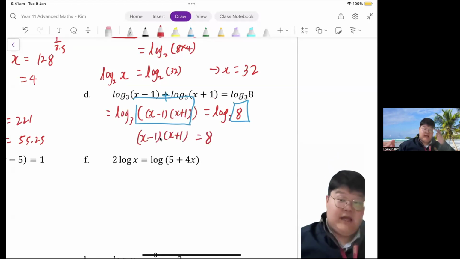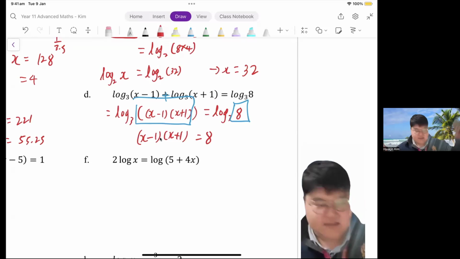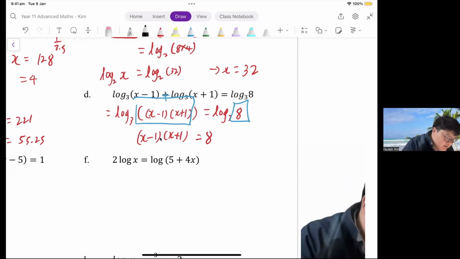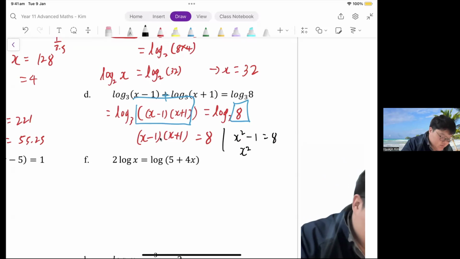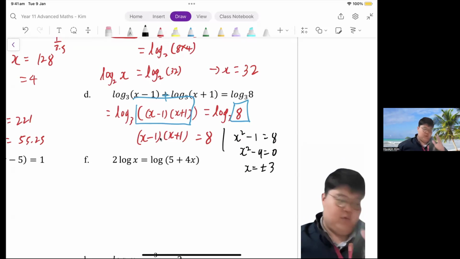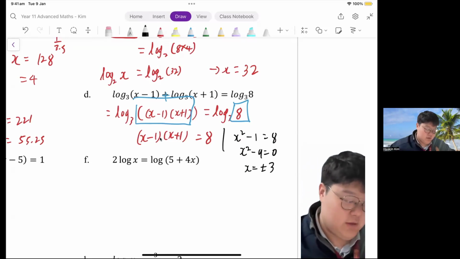We can just assume that. Like, look, if the answer is the same, we're looking at the same thing. So now we have, sorry, x squared minus 1 equals 8. So x squared minus 9 equals 0. That means x equals plus or minus 3. If you want to test it, you can chuck it in there and see if it makes sense.